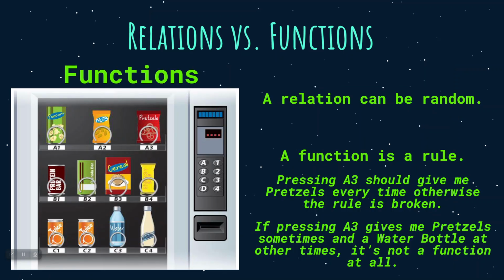A function is a specific kind of relation. It's still a set of ordered pairs, but it follows a rule. That's the important part. A relation can be random. It's just a set of points, but a function is a rule.